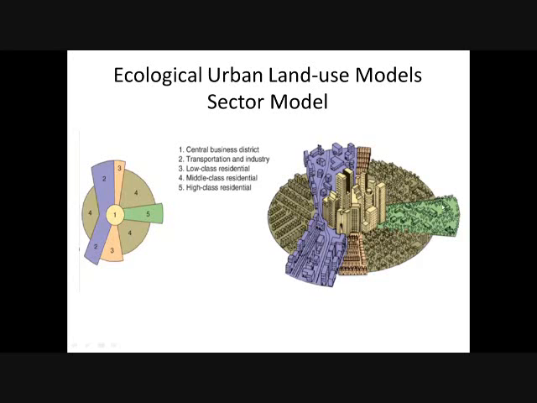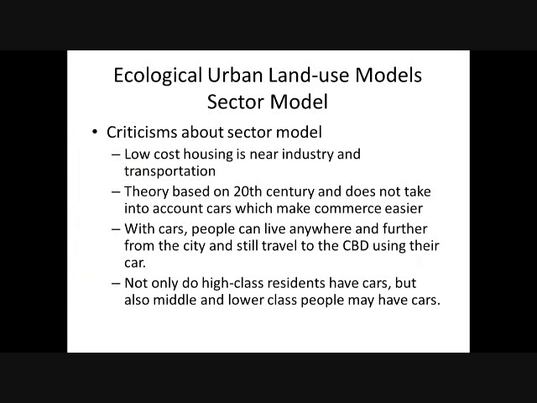So this is the sector model, unlike the concentric zone model. It also has criticism. Low-cost housing is near industrial and transportation areas. It is based on the 20th century and does not take into account cars, which make commerce easier. With cars, people can live anywhere and further from the city and still travel to the CBD. So not only do high-class residents have cars, but almost everyone nowadays has a car.